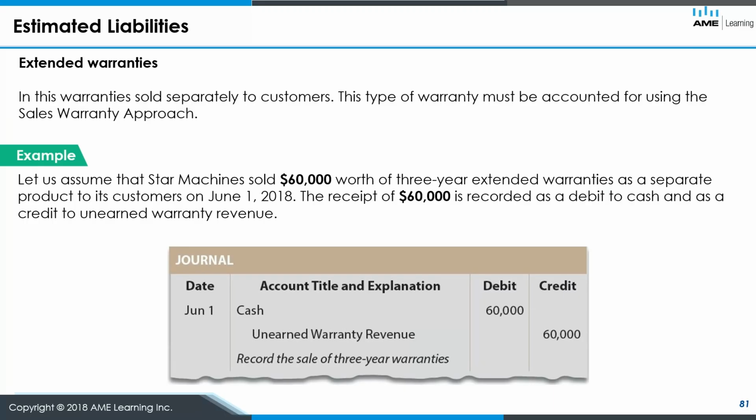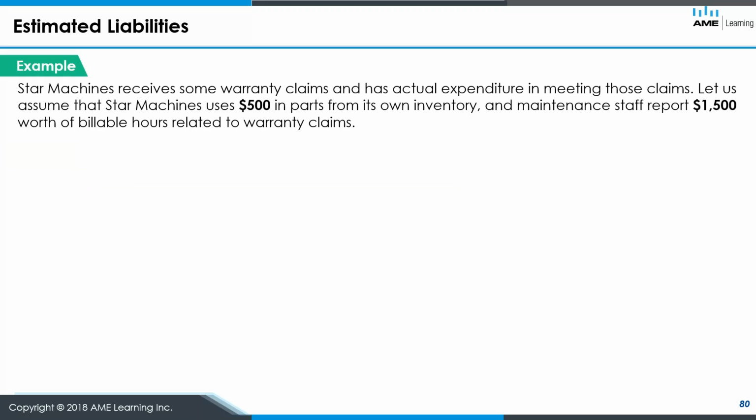If we have an extended warranty that is sold to a specific customer, for example, we're going to account for that type of warranty using a little bit of a different approach, the sales warranty approach. And we assume that, if we sold $60,000 worth of 3-year extended warranties as a separate product, so here we've received the cash, and we have this unearned warranty revenue, essentially. So we already have the money up front.